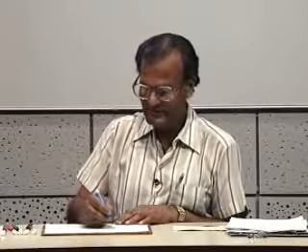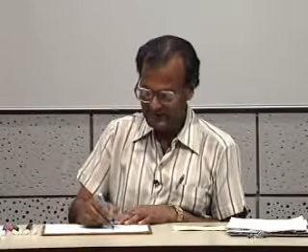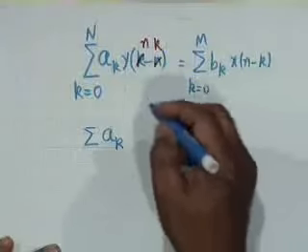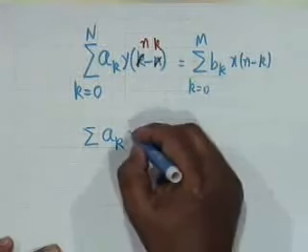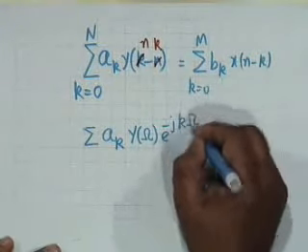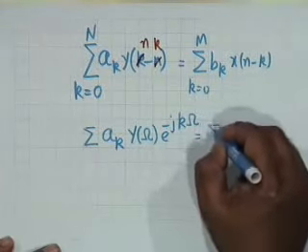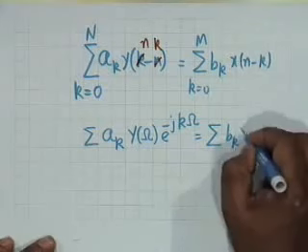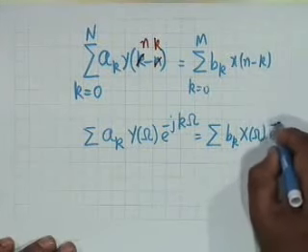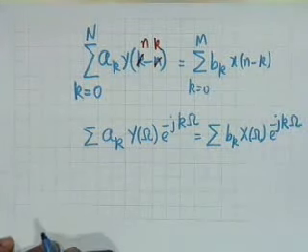What I want to tell you now is that if we take the Fourier transform of both sides, then on the left hand side you get summation over k of ak, and y of n minus k, that is, you get Y of omega e to the minus j k omega, and this becomes equal to summation of bk capital X of omega e to the minus j k omega. Is that correct?